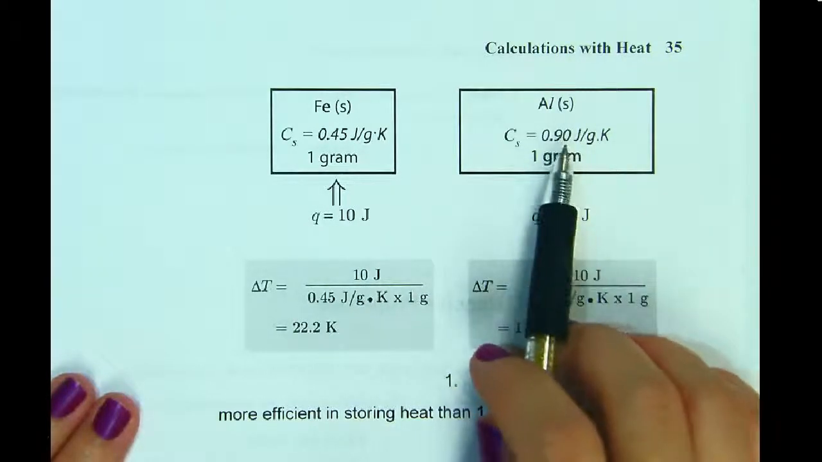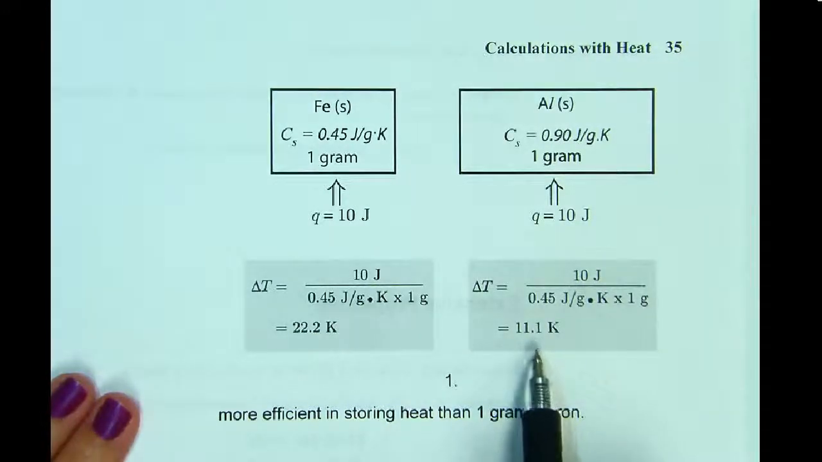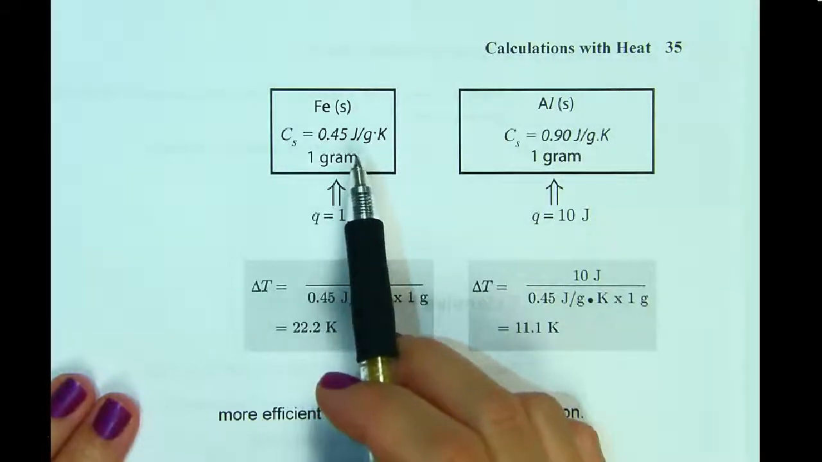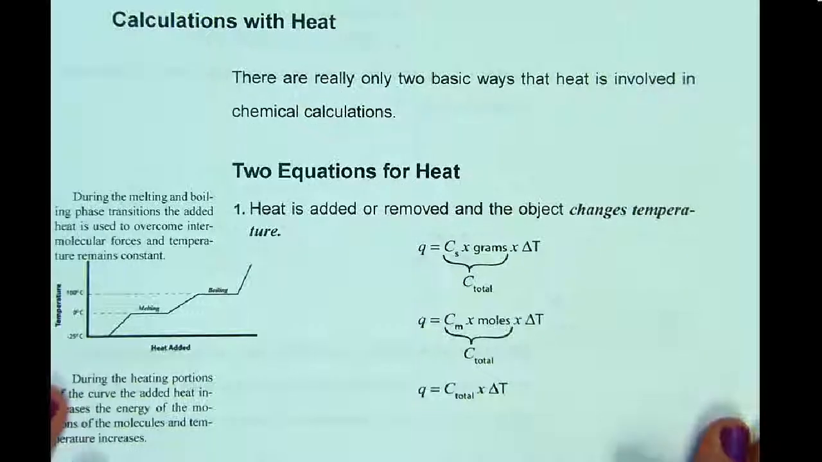So because this has a larger specific heat, it's going to have a smaller change in temperature because of the amount of heat that it can store, as opposed to this smaller specific heat, which is going to have a larger change in temperature.